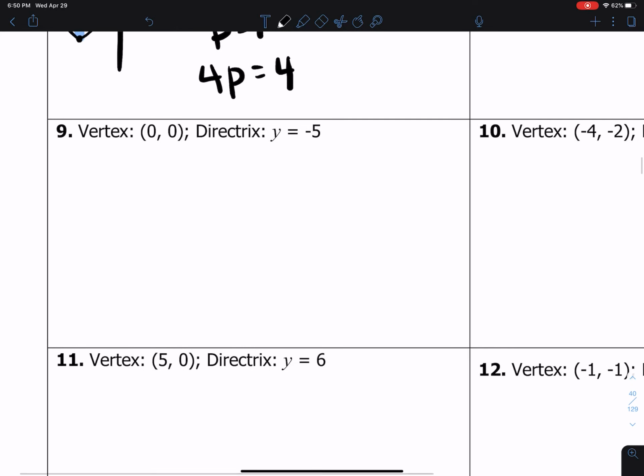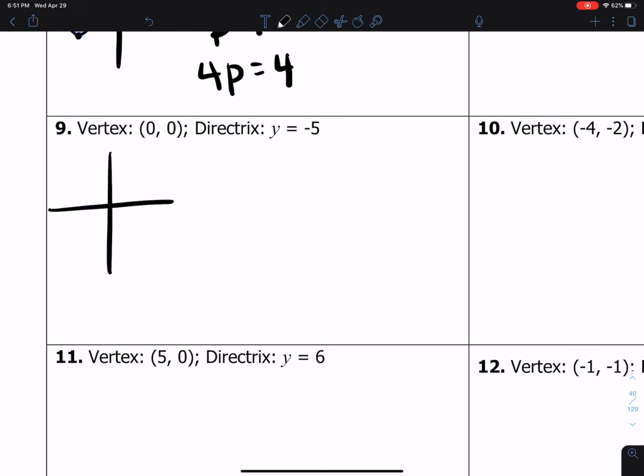The next one, it gives us the vertex and the directrix. So I'm going to draw this. Our vertex is at 0, 0. Our directrix is y equals -5. So that's going to be a horizontal line at -5. So that tells us that this is opening up because the parabola always opens opposite of where the directrix is, and that means that our focus is up here.